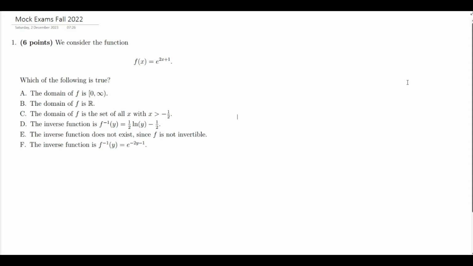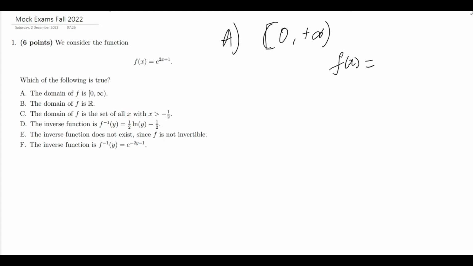The first statement, A, is that the domain of f of x is from 0 to positive infinity. We have been given a range for option A: from 0 inclusive to positive infinity exclusive. For any exponential function, we need to know this: the domain is usually the set of R. If we have f of x equal to e to the power g of x, then our domain is usually from minus infinity to plus infinity.